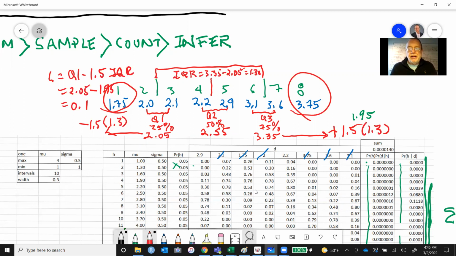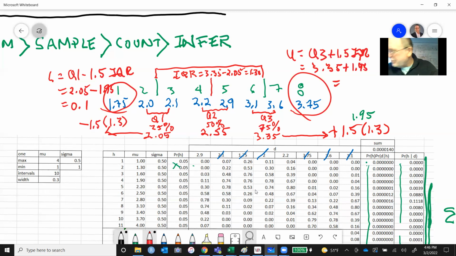But using these formulae, you got to believe the 1.5. You got to believe that you're subtracting or adding 1.5 times the IQR. So you got to think that it's above and below the 75 and the 25, and that's reasonable for an outlier. In the upper direction, we have Q3 plus 1.5 IQR, 3.35 plus 1.95 gives us a whopping 5.3, but check my math.